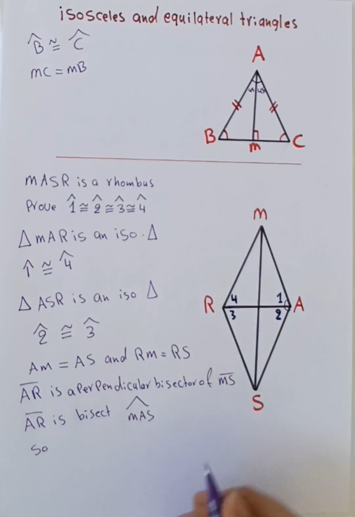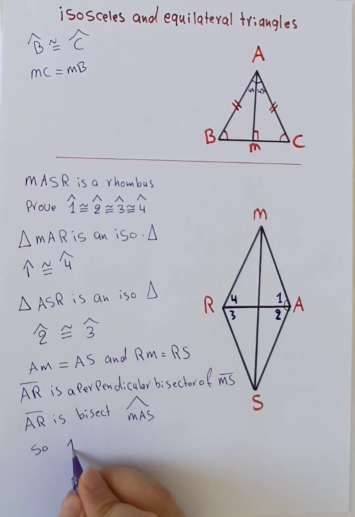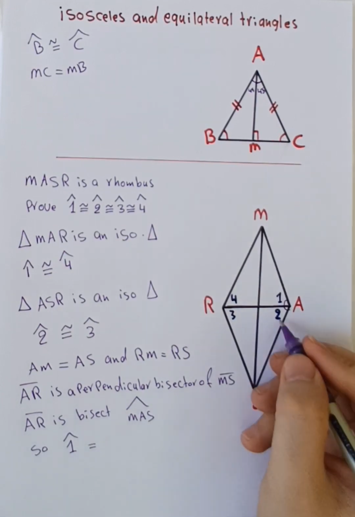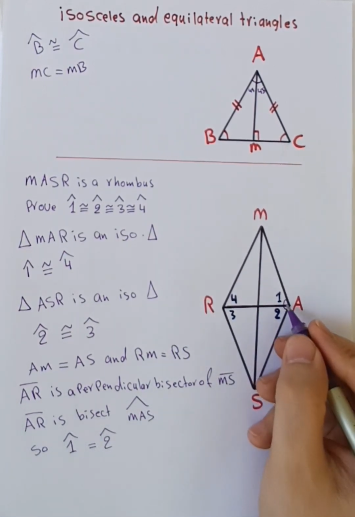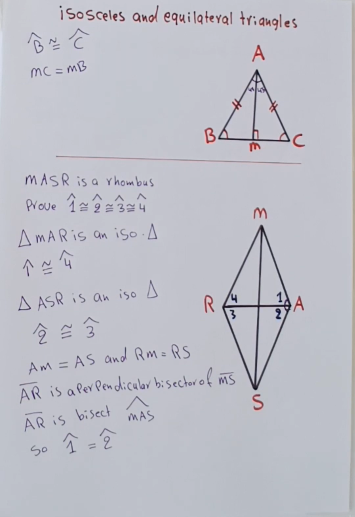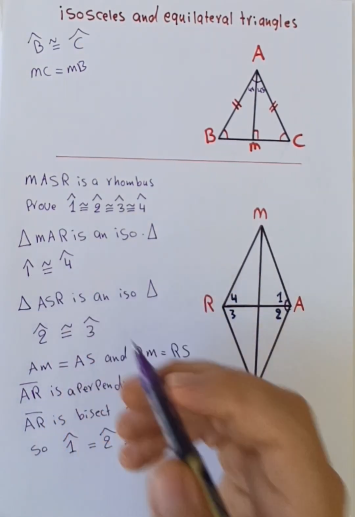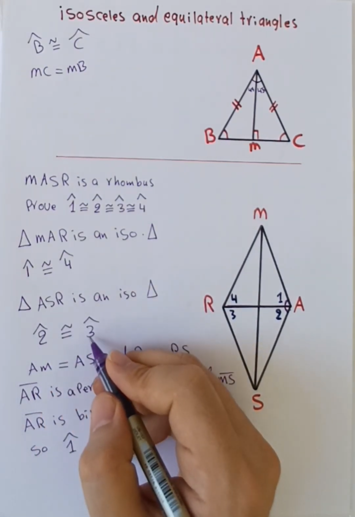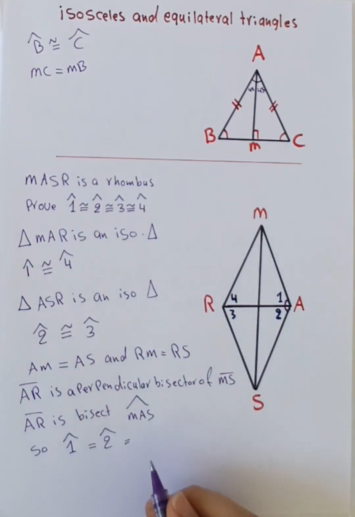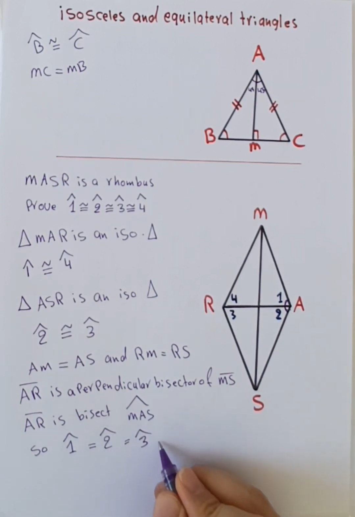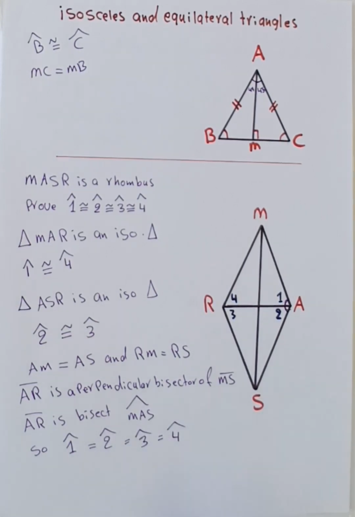So the measure of angle 1 is equal to the measure of angle 2 because this angle is bisected. The measure of angle 1 is equal to angle 4, and angle 2 is equal to angle 3. It means we can say the measure of angle 1 is equal to angle 2 and angle 3 and equal to the measure of angle 4.